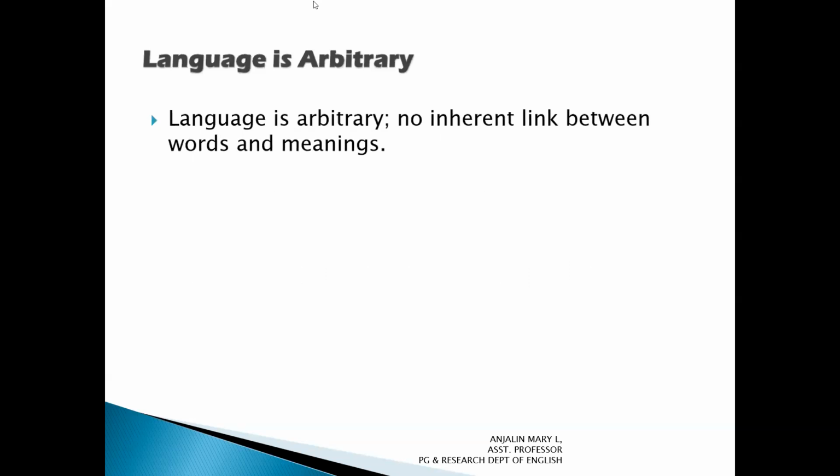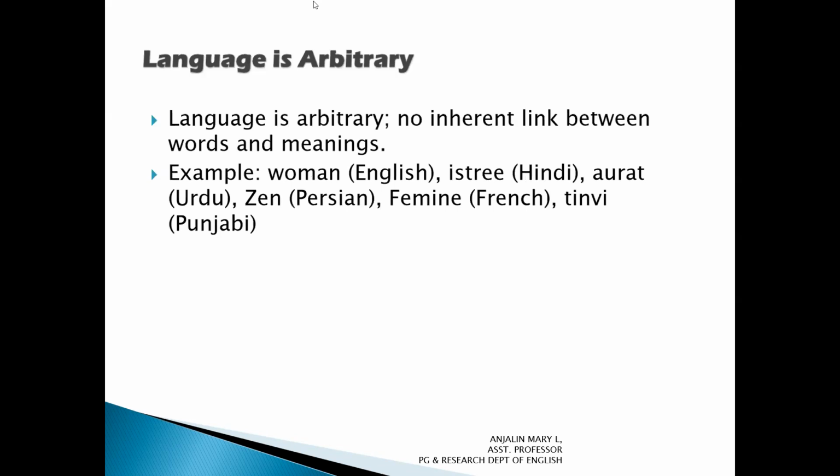The next characteristic is language is arbitrary. Where there is no inherent relationship between the words of a language and their meanings or the ideas conveyed by them. I can give you an example here: there is no reason why a female adult human being can be called woman in English, Istri in Hindi, Aurat in Urdu, Zen in Persian, Feminine in French, and Thinvi in Punjabi. So the selection of these words in the languages mentioned here is purely arbitrary.